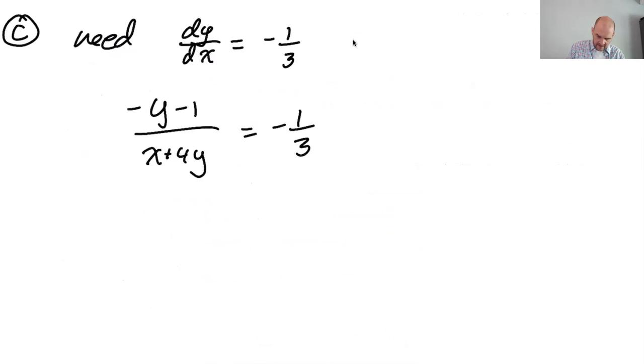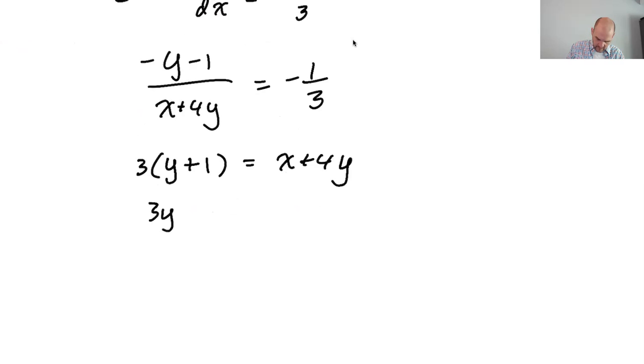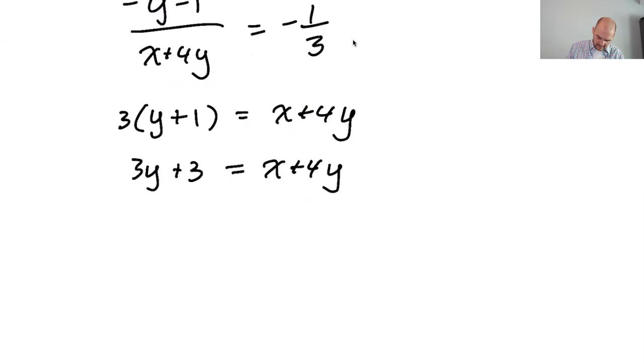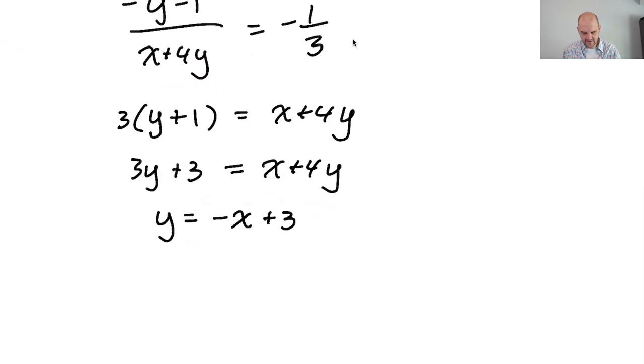So let's see. I'm going to kill the negative sign right away and bring the 3 across. And then x plus 4y. I think that's right: 3y plus 3 equals x plus 4y. So that means y is equal to, bringing this over to get y, 3 minus x, or negative x plus 3. Y equals negative x plus 3. Okay, so this is our relationship between x and y.